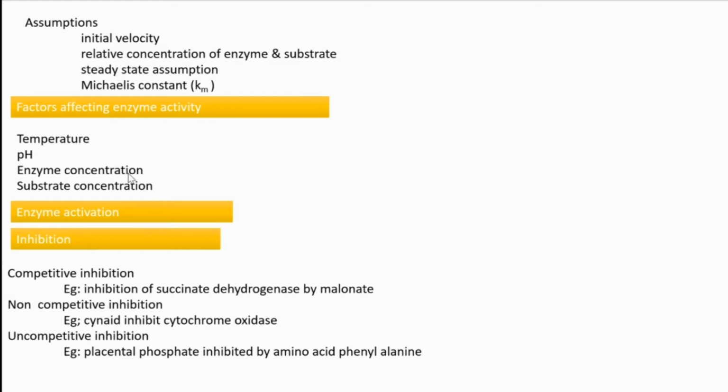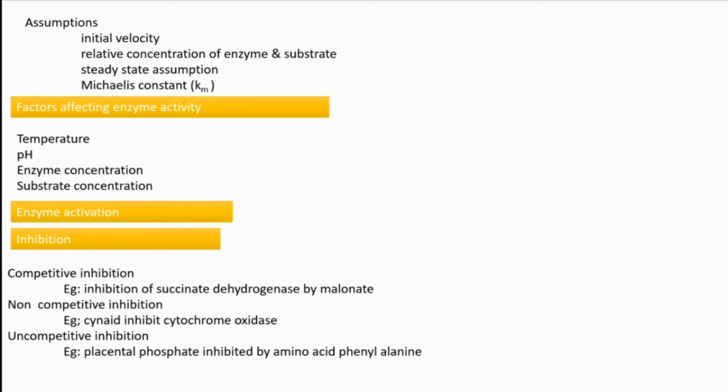Then enzyme concentration. The rate of reaction is directly proportional to enzyme concentration, provided the substrate concentration is in excess. Okay. We can increase the rate by increasing the concentration of enzyme, but the condition to be satisfied is that the substrate concentration should be in excess.